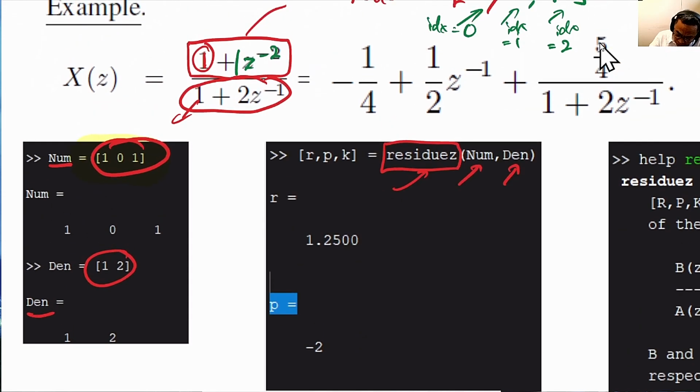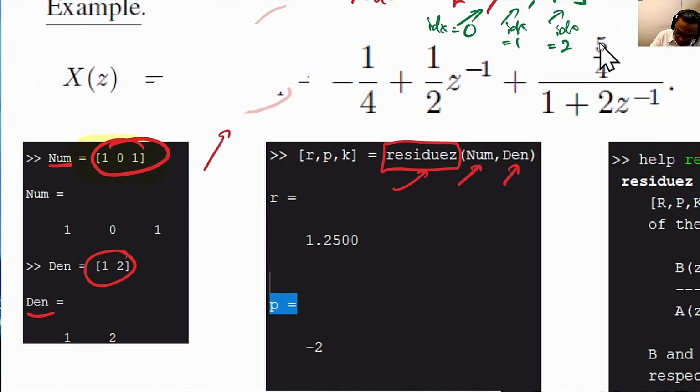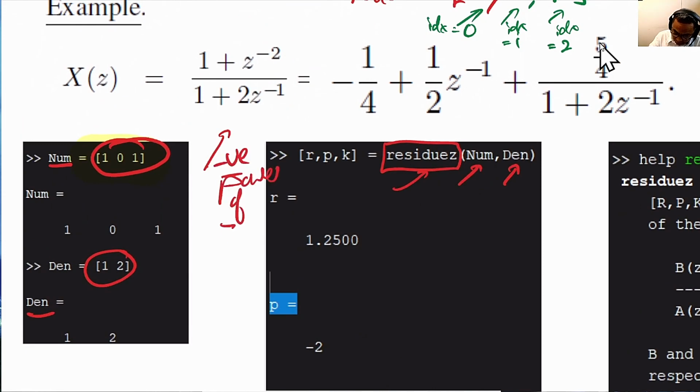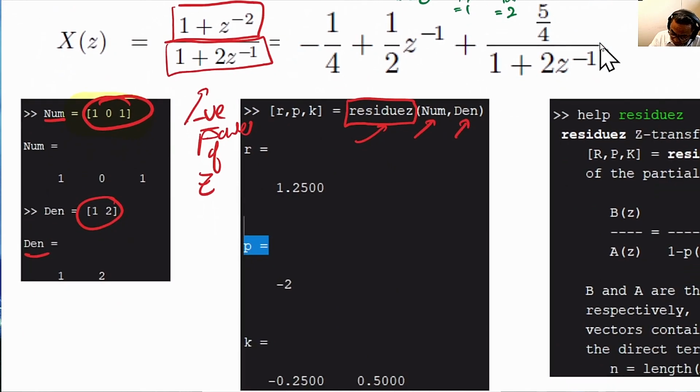In residuez, I must have the expression in negative powers of z. So it must be in this form, while in the Laplace, it was in positive powers of s. So there is a slight difference here. If you want to express this as negative powers of z, then we use residuez. Alright, let's see what residuez does. So let me put here again, and this guy is 1, 2. Out comes RPK, very similar to our residue.